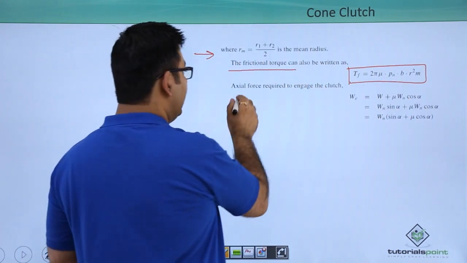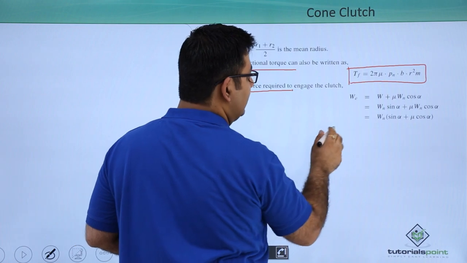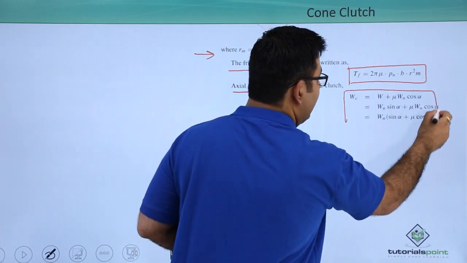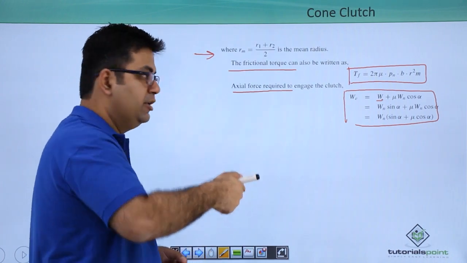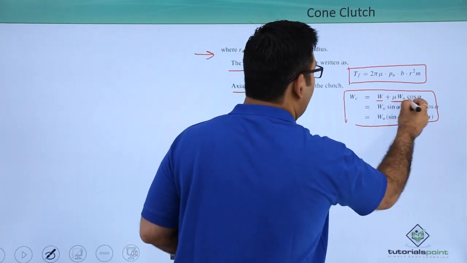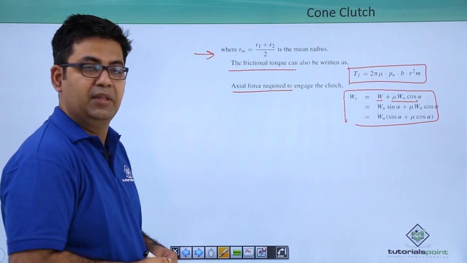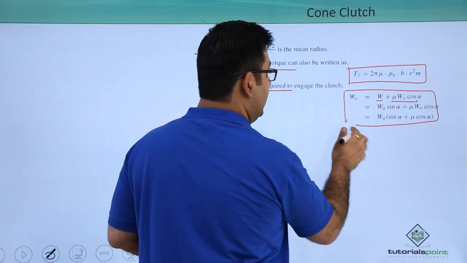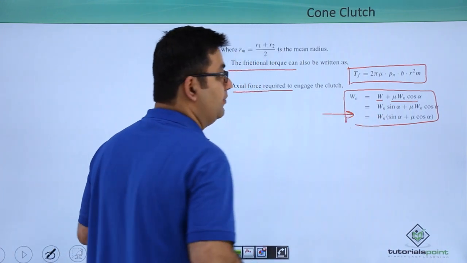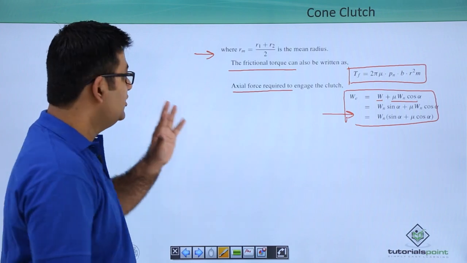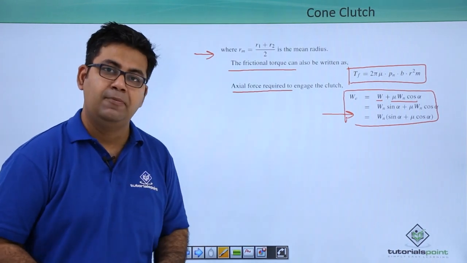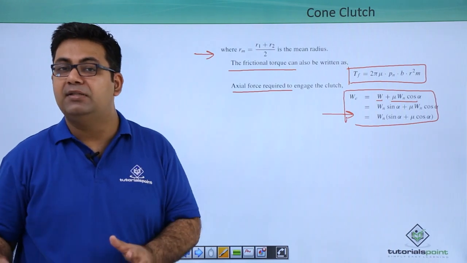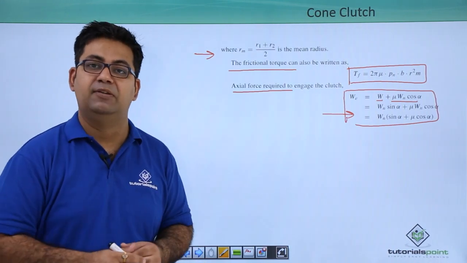Alright, so the axial force required to engage the clutch is this. This is the engagement force, which is W, the axial force, plus mu into Wn cos alpha. That's the frictional force required. So make a note of this mathematical term as well. So this is the topic of cone clutch under uniform wear. So after single plate clutch and cone clutch, let's have a look at some numericals.